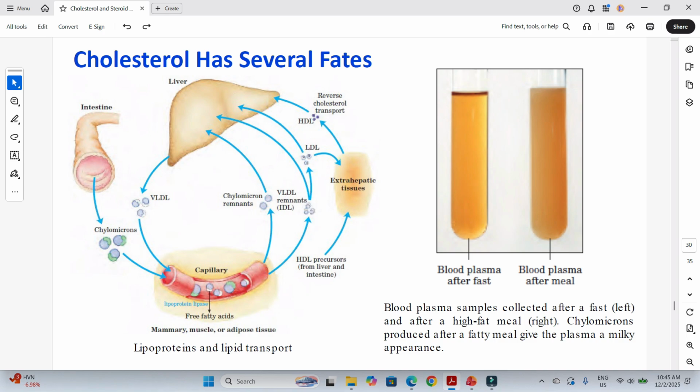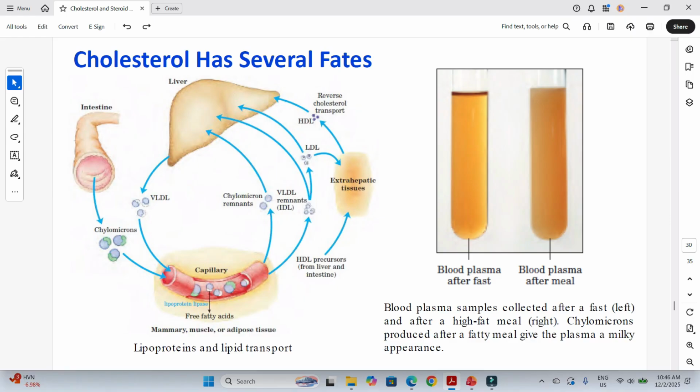Now here's a very interesting figure where you can see the blood plasma samples that are collected after a fast and after a high-fat meal. You can see it's cloudy. The blood plasma is cloudy after a high-fat meal because of the large amount of lipoproteins, the triacylglycerols that are carried by these lipoproteins. Remember, lipoproteins are colloidal particles which make the suspension cloudy.